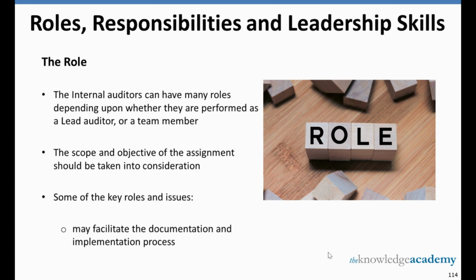Some of the key roles and issues the internal auditor has: he may facilitate the documentation and implementation process. When we talk about facilitation of the documentation, this is usually at the time of external audits when the external auditor is asking for the documentation. The internal auditor is the one who is producing the documents to him, with the help of the top level management, who approve what kind of documents need to be shown to the external auditor as evidence.